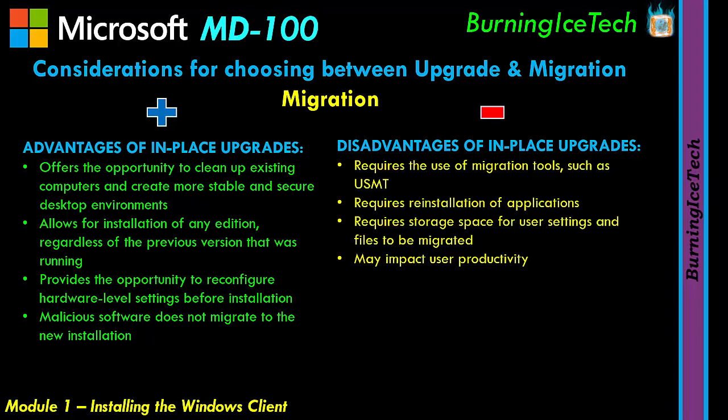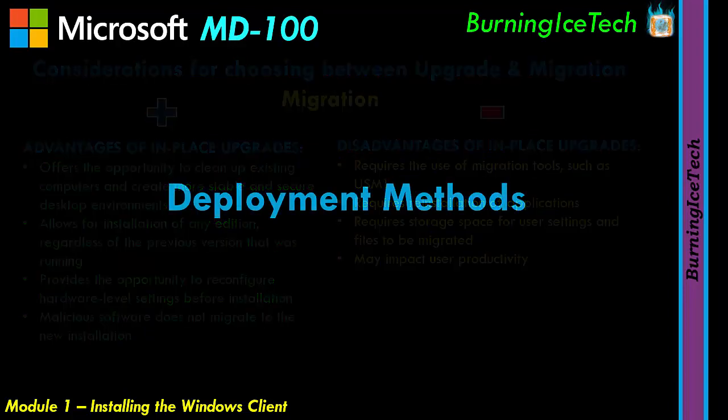Requires storage space for your user settings and files to be migrated. That's going to be the third server. They just say requires storage space. It's usually a third server that you're going to need. May impact user productivity. It definitely will. Trust me, it will. Okay, boys and girls, let's go to deployment methods.